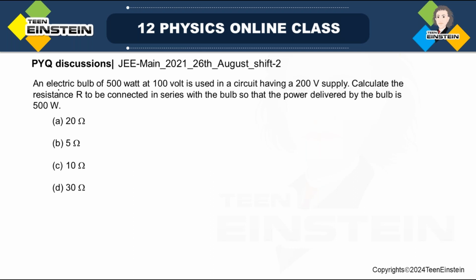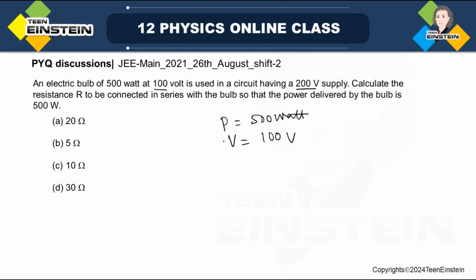So the first problem says an electric bulb of 500 watt at 100 volt is used in a circuit having 200 volt supply. Okay, so the bulb is actually specified to be operated in this. Power delivered by the bulb will be 500 watt when it is connected across a 100 volt supply.